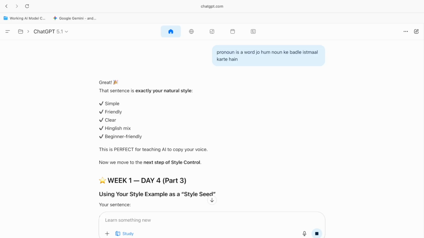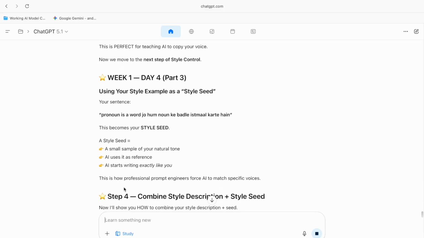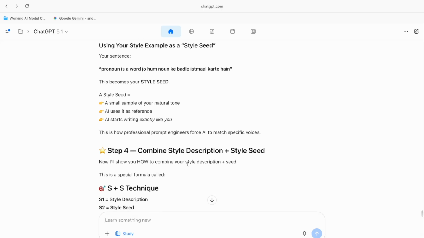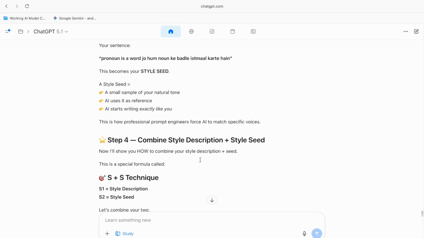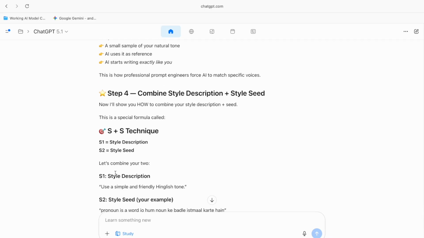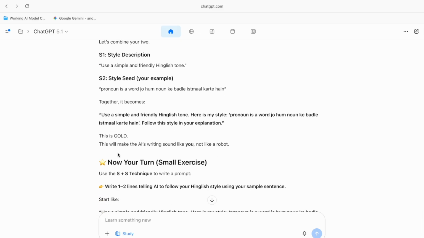Now we move to the next part: style control. Okay, using the style example, style seed. Your sentence, pronoun is a word जो हम noun के बदले इस्तेमाल करते हैं. This becomes your style seed. A style seed is a small sample of your natural tone. AI starts writing exactly like you. This is how professional prompt engineers force AI to match specific voices. Combine style description and style seeds. Okay, now let's combine both of them. This will make AI write like you, not like a robot.